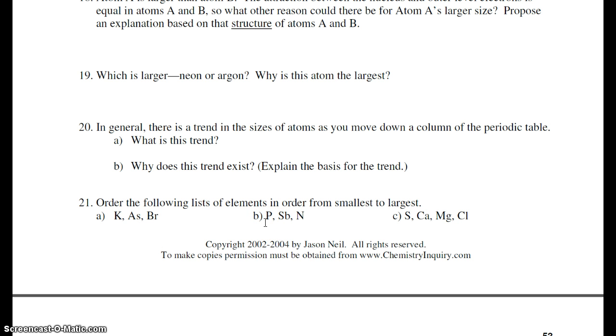And B would be N, P, Sb, and C is going to be Cl, S, Mg, and Ca, from smallest to largest. Calcium would be your largest there.